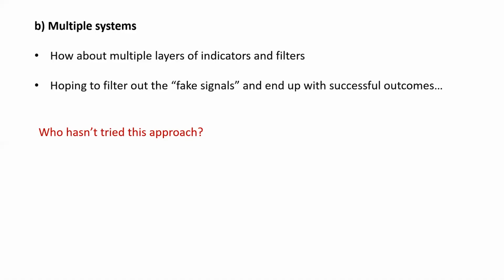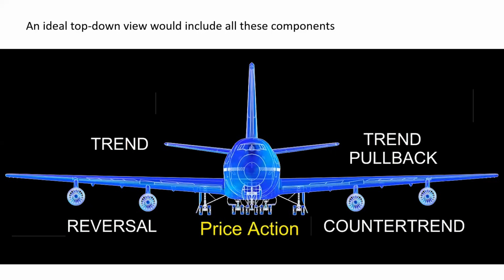And so how about multiple systems? Many of us have the experience of just layering indicators and filters and hoping that those will work out by removing the fake signals and ending up with successful outcomes. Who hasn't tried this approach? But the reality is too many filters just make more confusion and not real good trading.